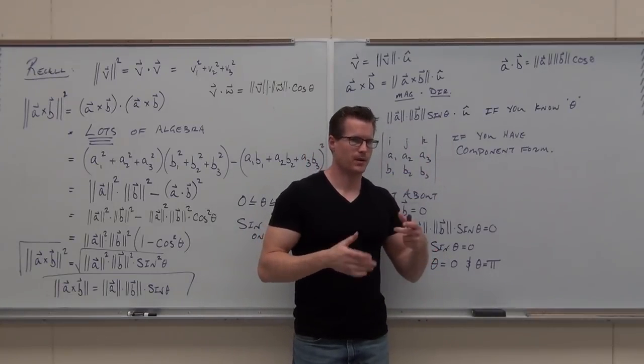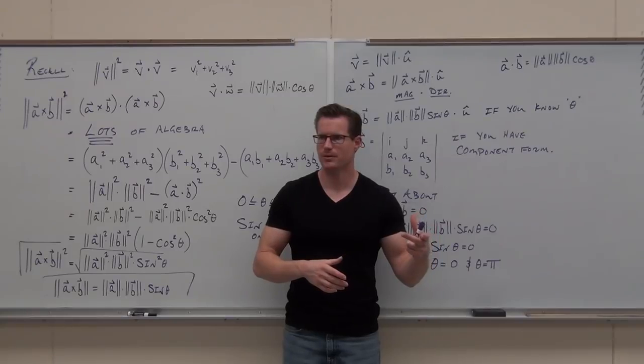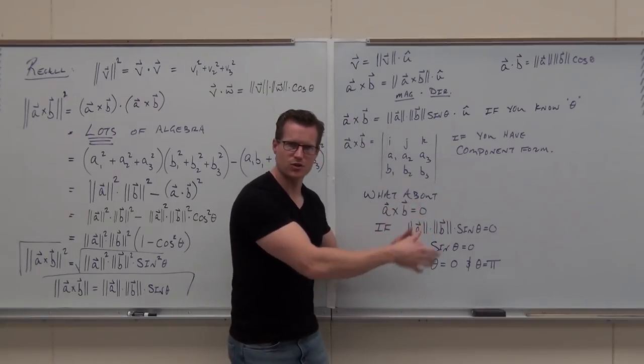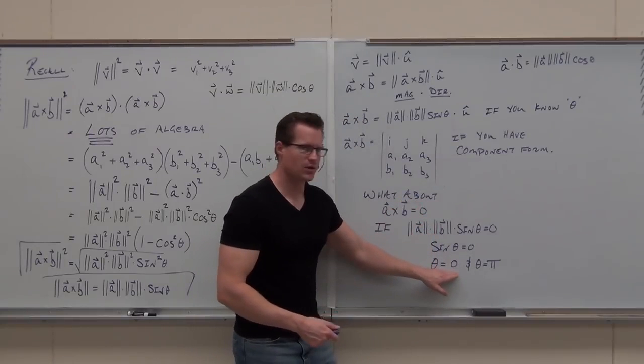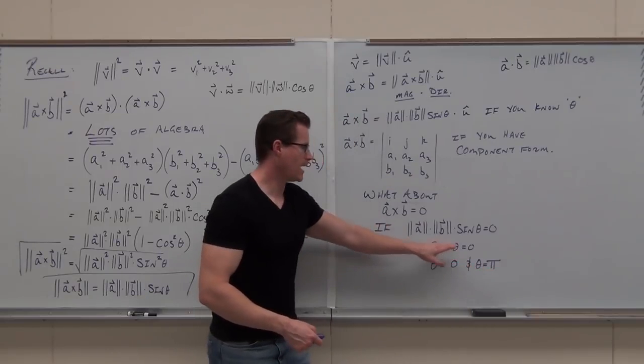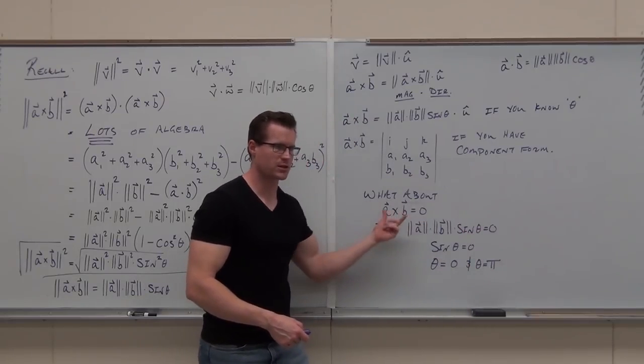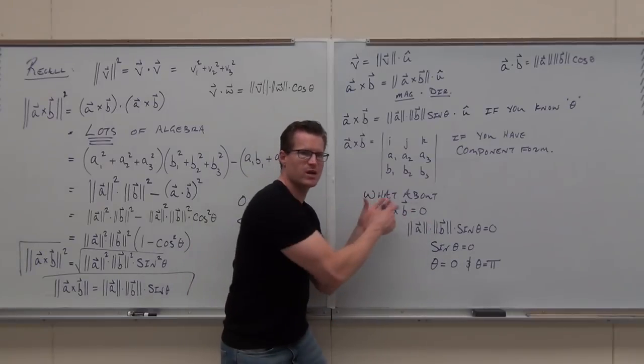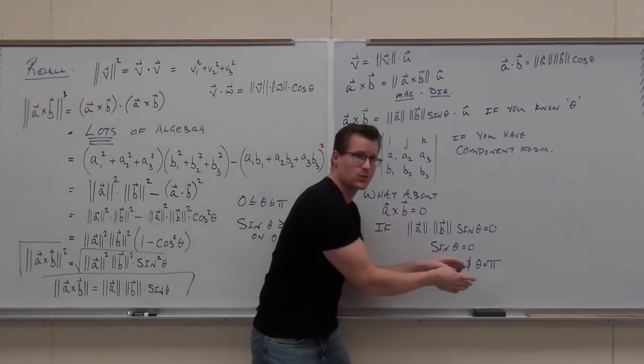Sine is 0 only at 0 and pi. You follow me? Let's put it all back. Let's backtrack. If sine is 0 or sine is pi, we're going to have 0 here. We're going to have a cross product of 0. This is the only time we ever get a cross product of 0: if sine is 0 or pi.